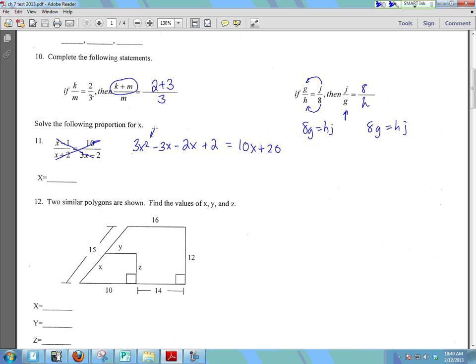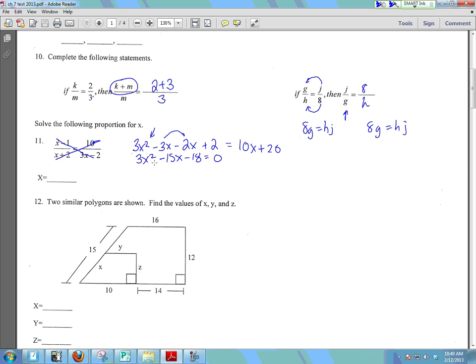I've got an x squared here, so what I want to do is end up solving this, or setting this equal to 0. So I'm going to move everything over to the left-hand side. So this is going to be 3x squared minus 15x minus 18 is equal to 0. That's basically combining those two at the same time that I moved the 10x over.